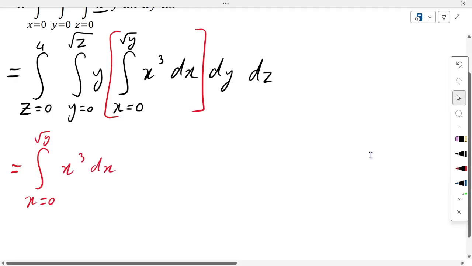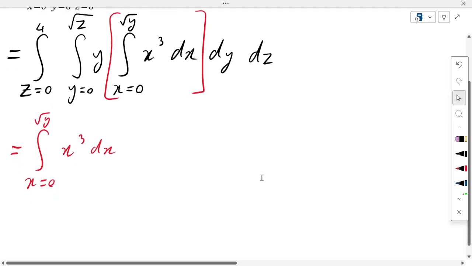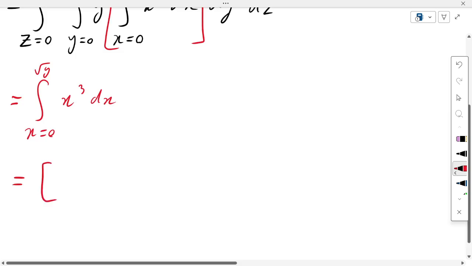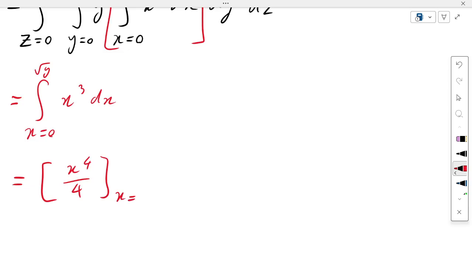Now we can straight up just integrate here. It's nothing too crazy. So let's just quickly integrate. We're going to put our brackets here. The integral of x to the power of 3 is x to the power of 4 divided by 4, evaluated from x equals 0 to x equals root y.